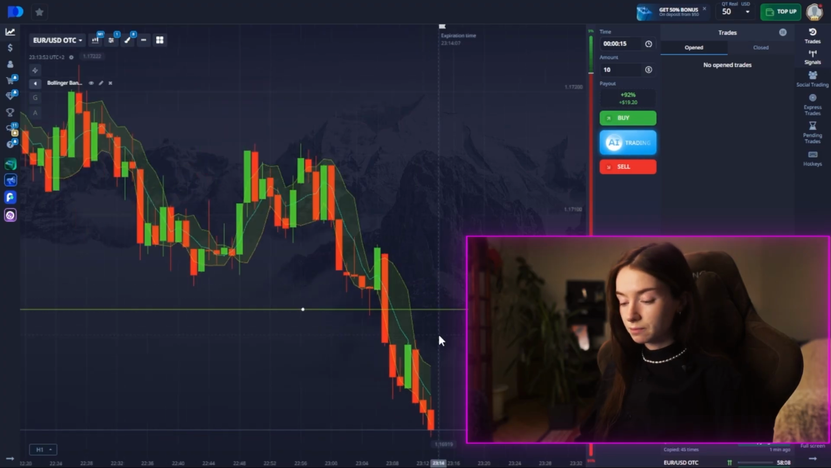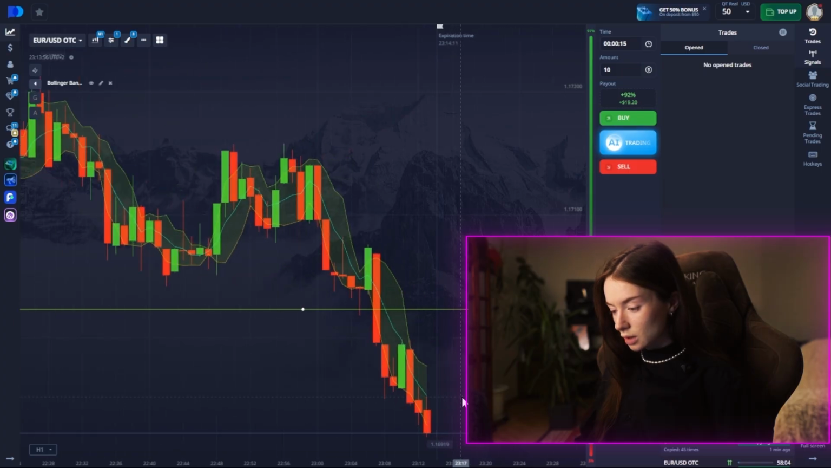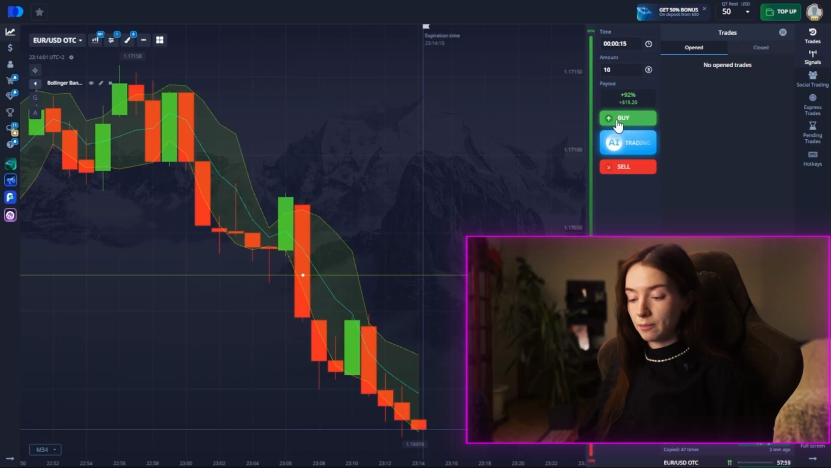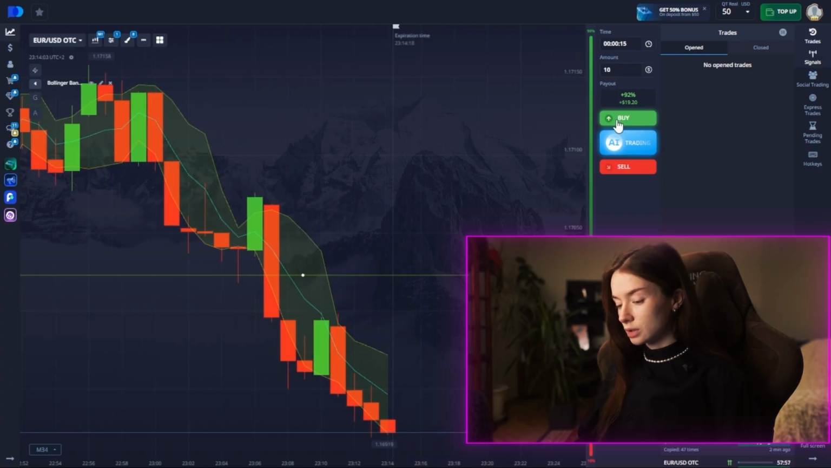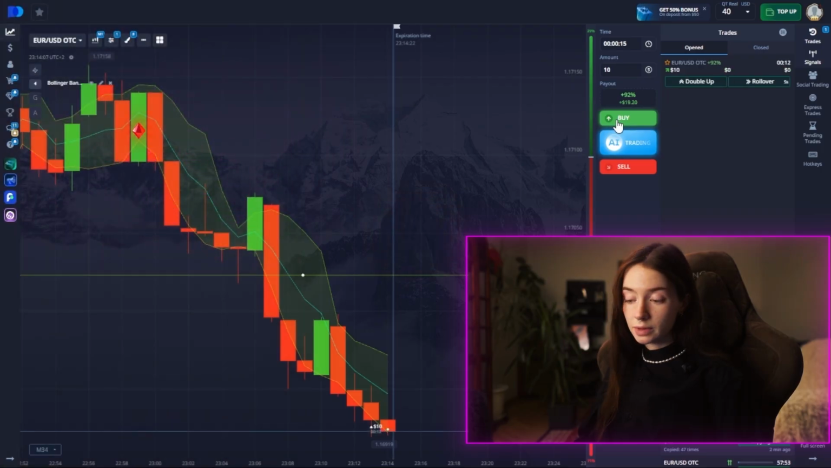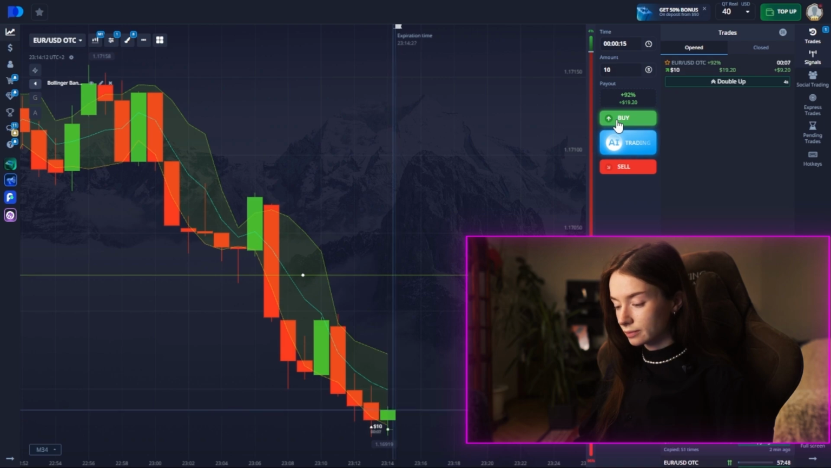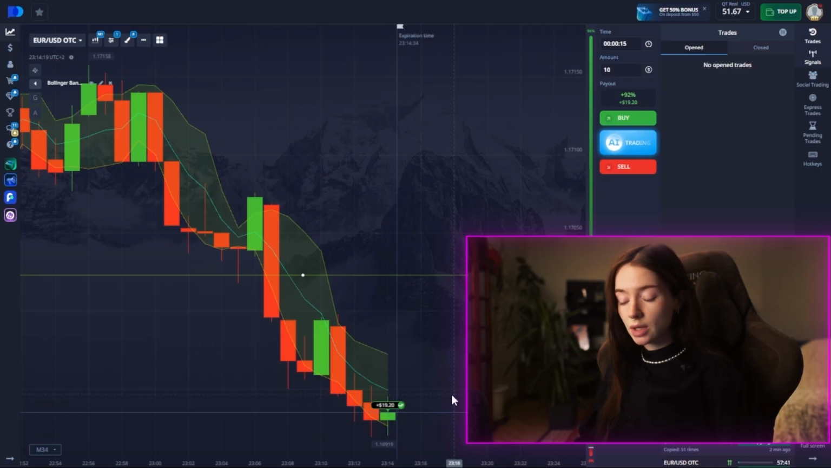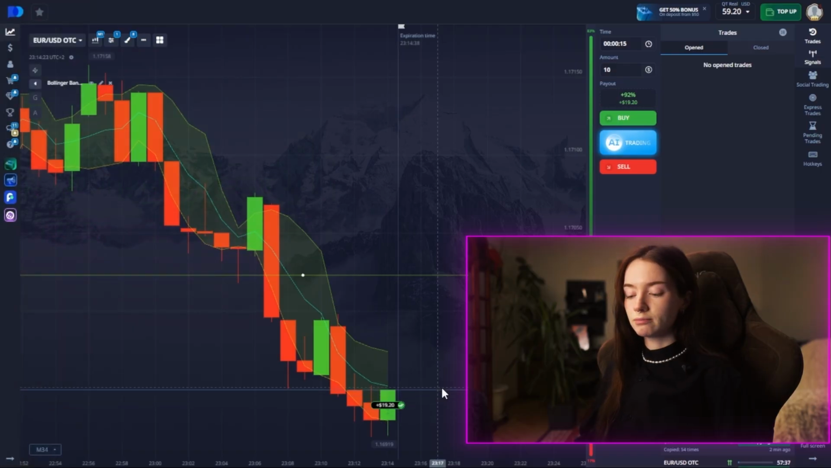15 seconds. The price has just broken the bottom I marked, touched the lower band, and I'm opening a buy. I wait just a moment and enter. Alright, 15 seconds entered. And here the candle goes up. Excellent. We have 5 seconds left until expiration. You see, we entered on time. The band was touched. We entered and we immediately made a solid profit.